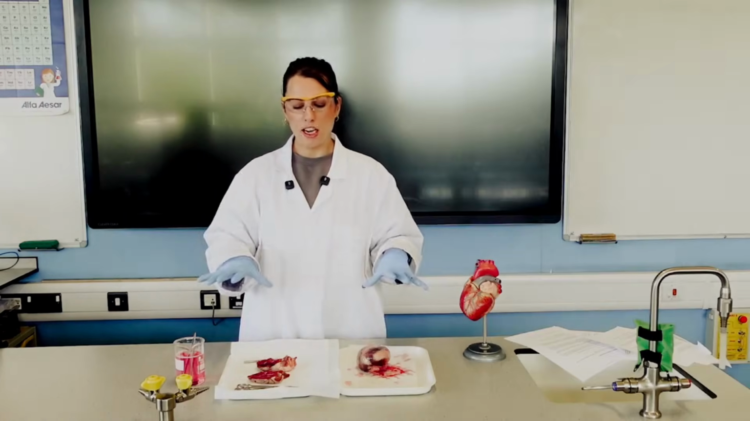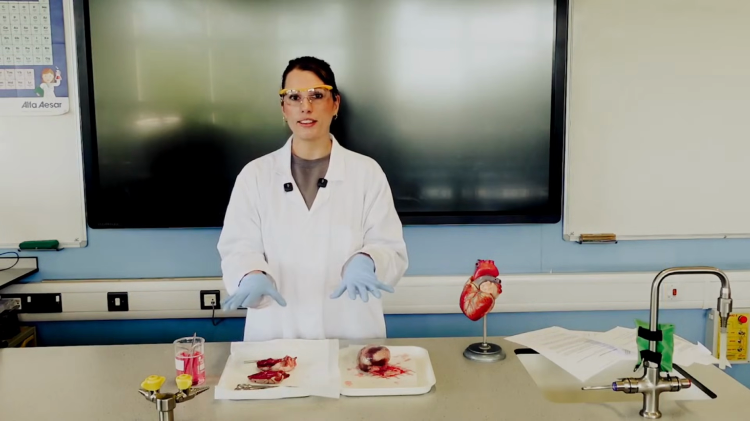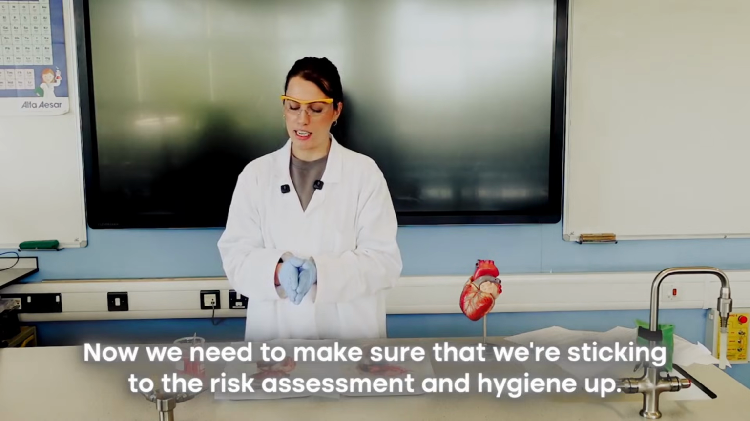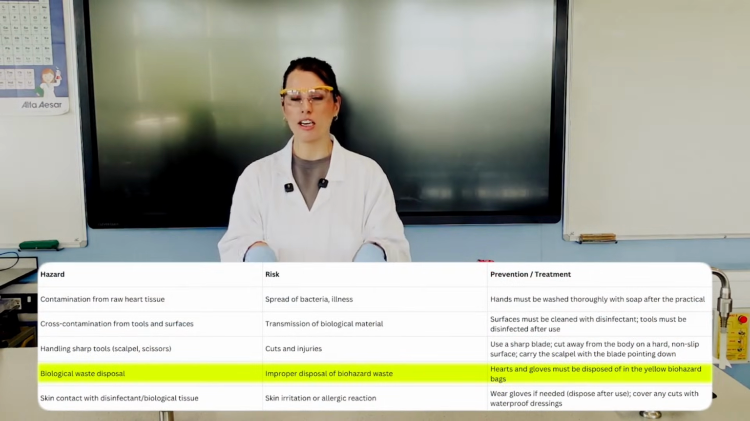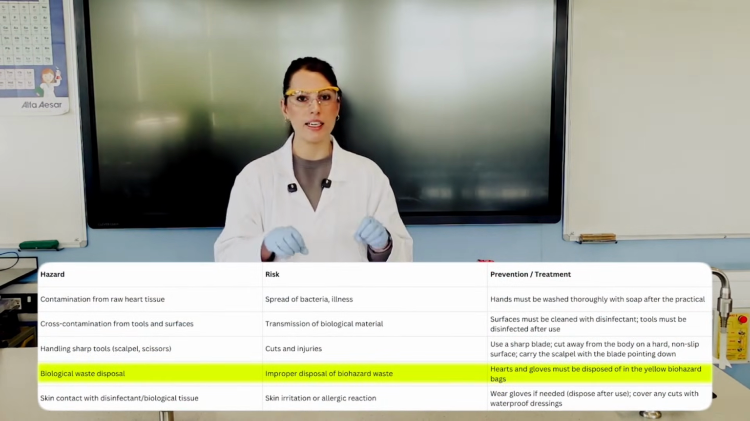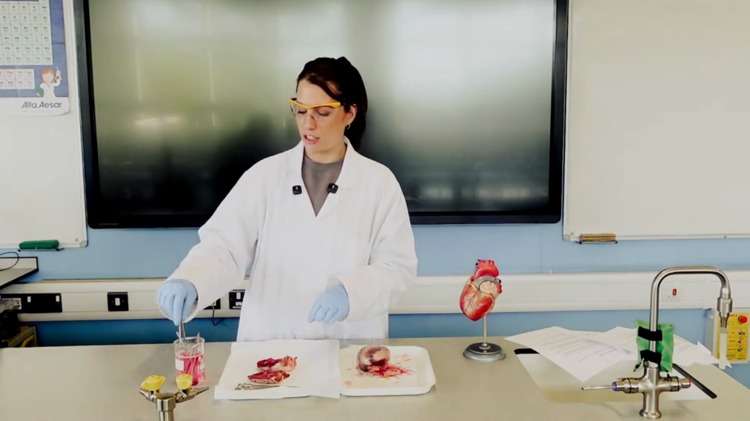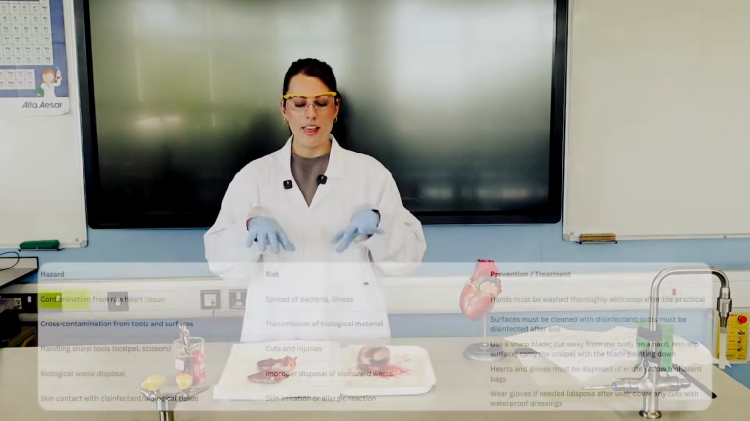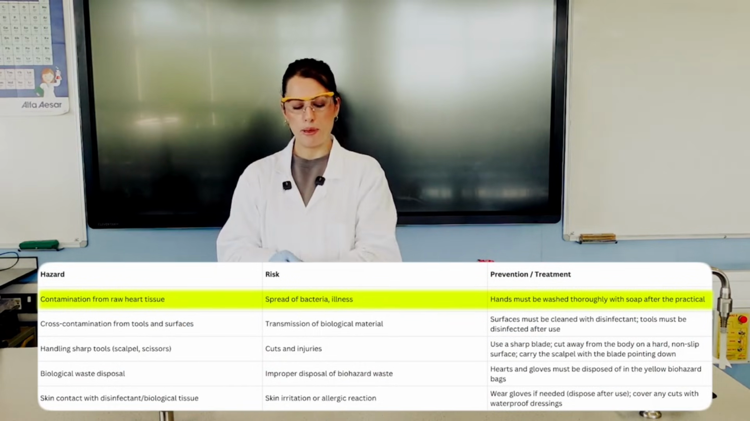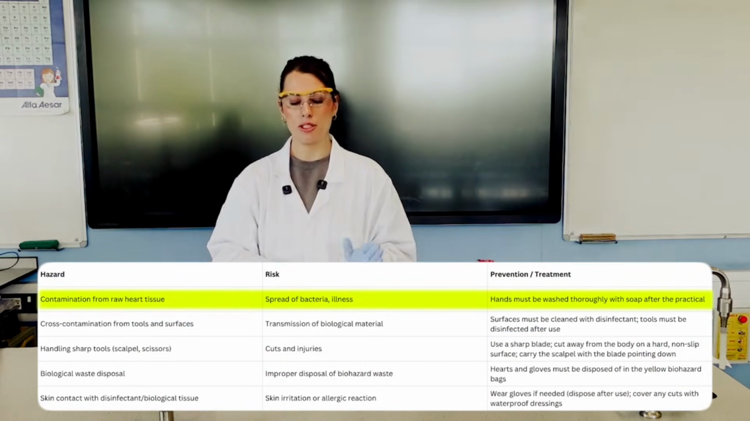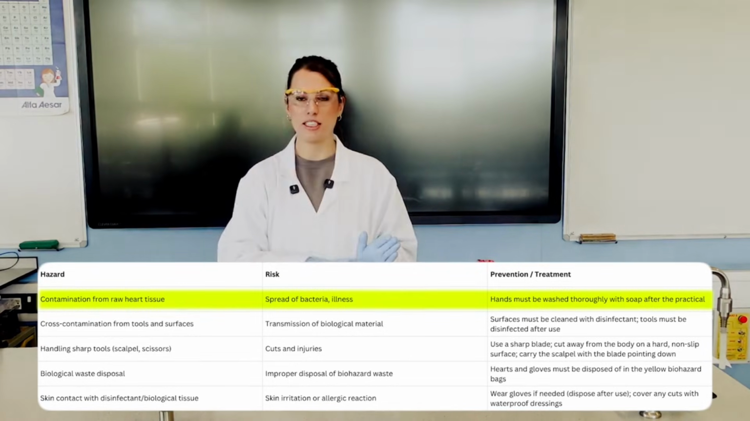So once you've then done all of the dissection, you've got all the photos that you need. Now we need to make sure that we're sticking to the risk assessment and tidying up. So anything that has touched the heart that would go in a bin needs to go into a separate bin. All of the equipment needs to go into our disinfectant. And then once I've put all of this into a separate bin, I take my gloves off inside out, put that in the bin as well, wash my hands with soap, and then make sure I disinfect the entire table.